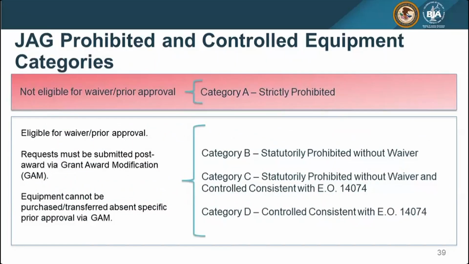So essentially there are 4 categories. The first category, category A, is strictly prohibited. These are equipment purchases that would be completely unallowable. You cannot ask for a waiver or prior approval to purchase any of this equipment. For all the other categories, you can ask for prior approval or a waiver to purchase this equipment, and we'll go through what those entail.